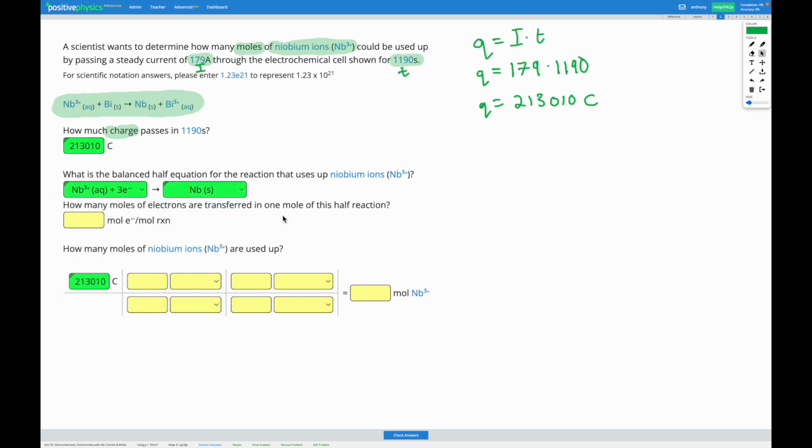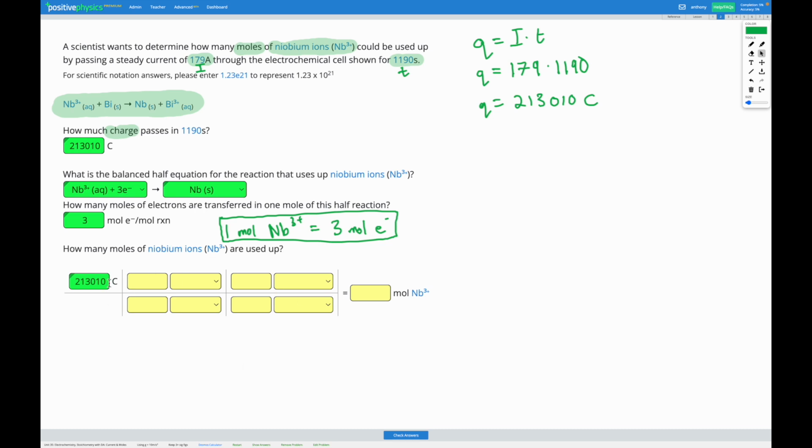So how many moles of electrons are transferred in 1 mole of this half reaction? Well, we've got 3 electrons for every niobium 3+ ion. So 3 moles of electrons per mole of this half reaction. That means for every 1 mole of niobium 3+ ions, we need 3 moles of electrons. So that's going to be our conversion factor that we can use later on in this question.